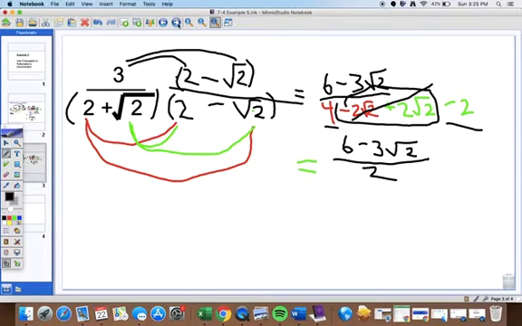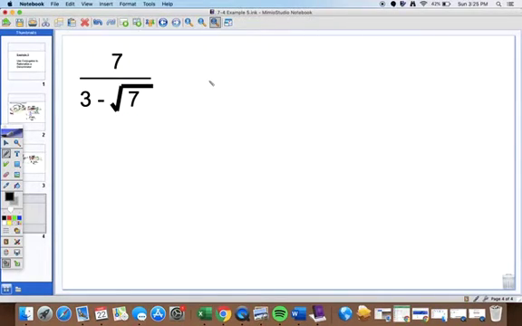All right, next example. 7 over 3 minus the square root of 7. So try this, all right? Hopefully the last video is getting you a little more comfortable with this. Try this, pause the video, and then when you're finished, come back to see how we did this.